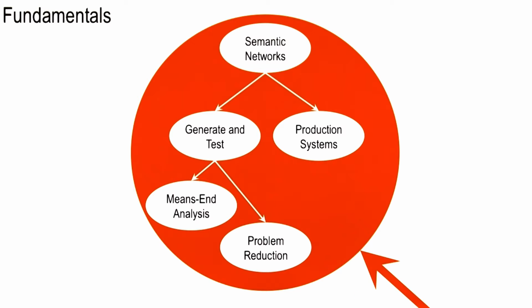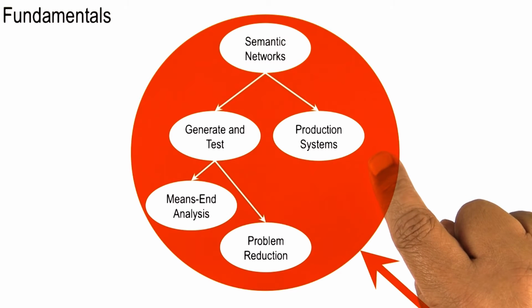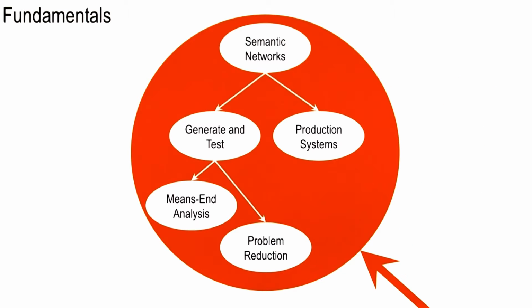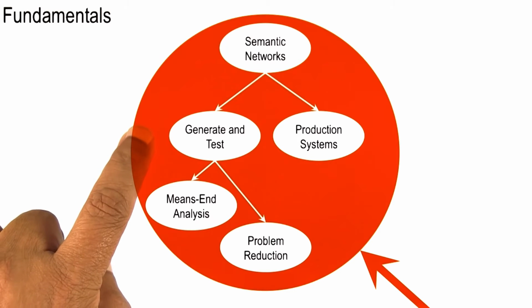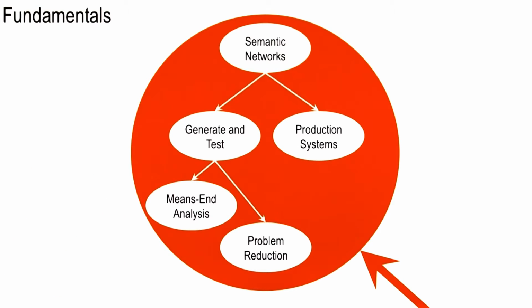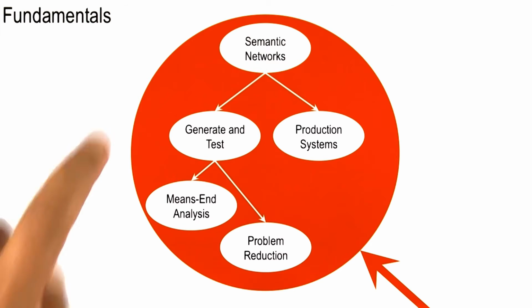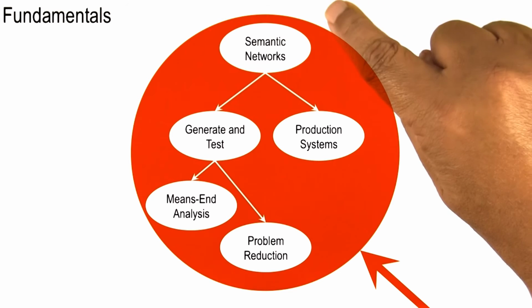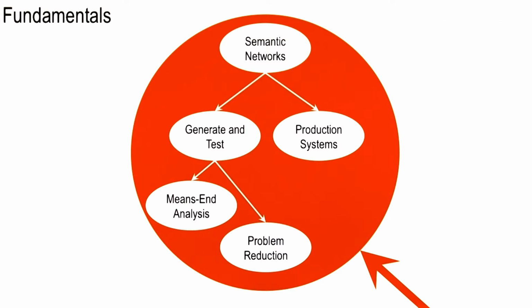Note that the arrows here imply an ordering. There is an ordering in that when we are discussing production systems, we might allude to things that we had discussed in the semantic networks. Similarly, when we discuss means-ends analysis, we might allude to things that we had discussed in generate and test. However, it is important to note also that these 3 methods are completely independent from each other. It's just that we are going to discuss them in the order shown here. Similarly, these 2 knowledge representations are independent from each other. It's simply that in this course, we'll discuss them in this order.